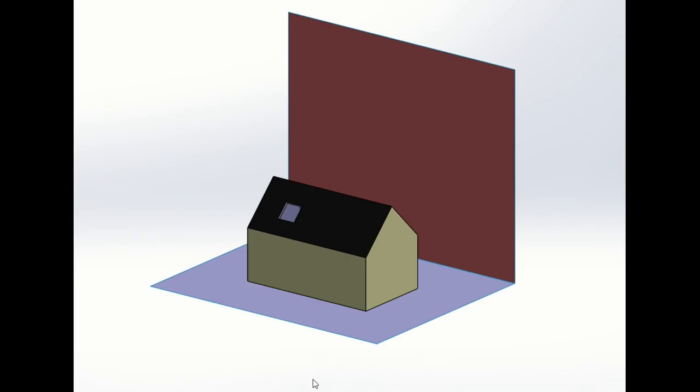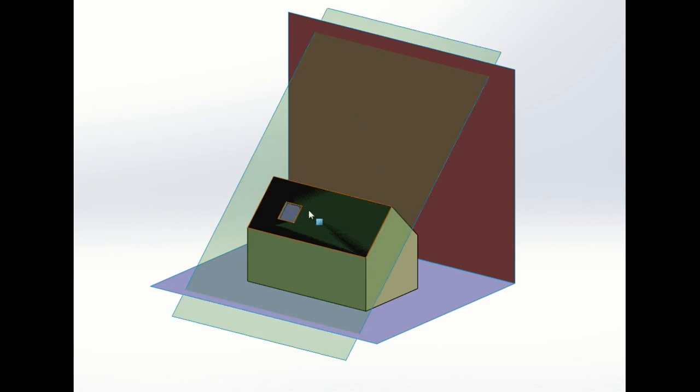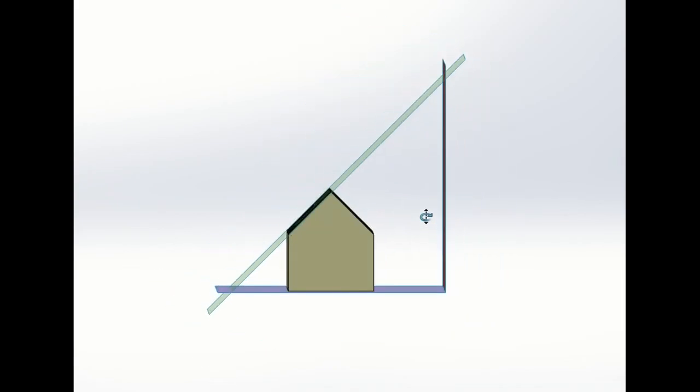And back to that house problem. This is just showing you that the horizontal trace and vertical trace don't always have to join up at the XY line. So here we have our house and here's our roof. If we're looking for the VT and HT of that surface there, that is a plane that is resting perfectly on the roof of the house.